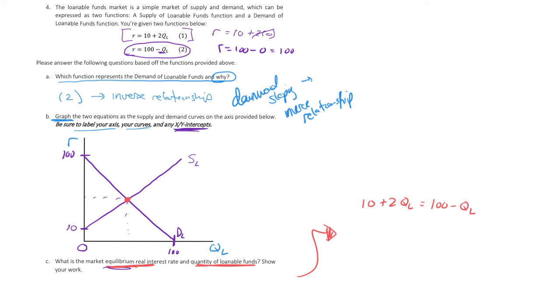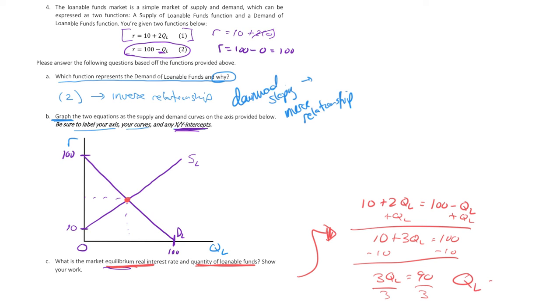I'm going to get all the Q's on one side, so I'm going to add QL to both sides, which means I'm going to get 10 plus 3QL equals 100. Subtract 10 from both sides. I'm going to get 3QL equals 90. Divide both sides by 3. The quantity of loanable funds is going to equal 30 when I'm at equilibrium. So that's going to be 30.